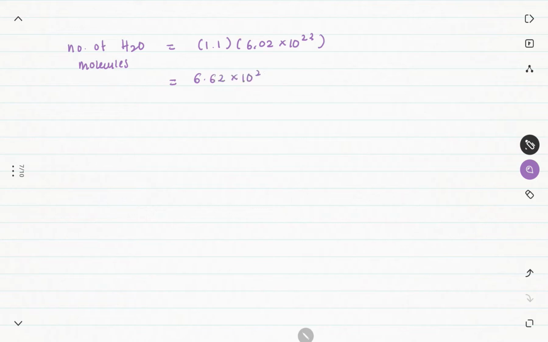Therefore, number of water molecules is equal to 1.1 times 6.02 times 10 to the power of 23. So you will get the answer 6.62 times 10 to the power of 23 molecules.